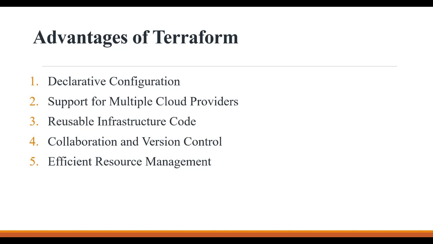And collaboration and version control. Terraform configuration files can be stored in a version control system such as Git, which makes it easier for teams to collaborate and track changes to their infrastructure. The next is efficient resource management. Terraform has features such as resource dependencies and provisioners that enable users to manage their infrastructure resources efficiently, minimizing duplication and ensuring resources are created and destroyed in the correct order.